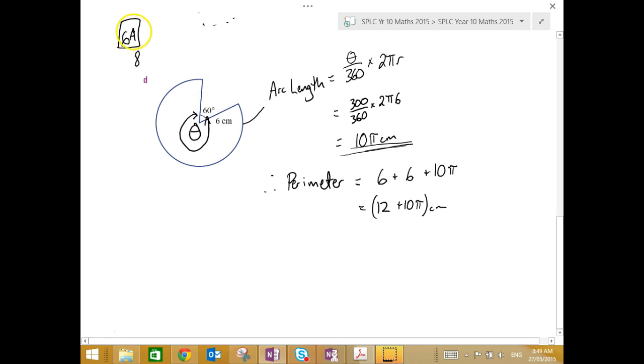That's exercise 6A, question 8, part D. I labelled it and everything. It was really nice. Yeah.